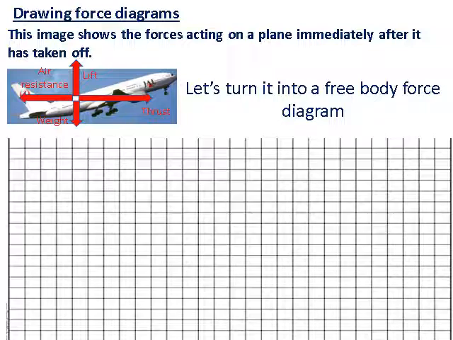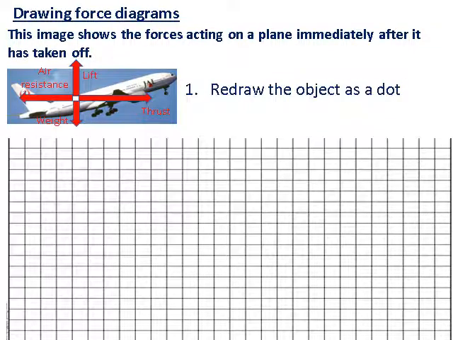So the first thing we're going to do is turn this into what we call a free body force diagram. What that really means is we're not going to draw a picture of an aeroplane, we're just going to draw a dot to represent our aeroplane. So there it is, draw that in the middle of your page.